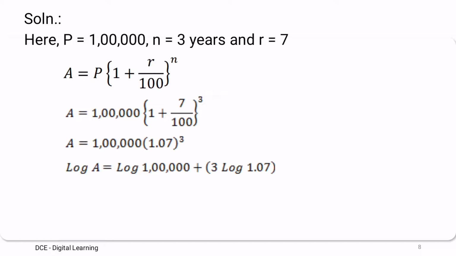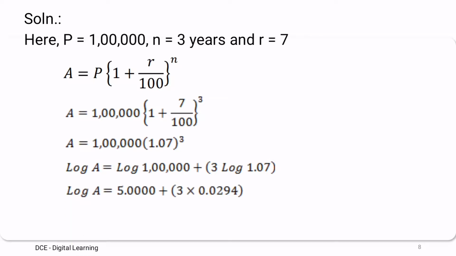So here log A equals log of 1 lakh. If you apply the laws of logarithm, when you apply the law of product, the multiplication sign is replaced by the addition sign. So into becomes plus, then m raised to n, 1.07 raised to 3, becomes n into log of m. So therefore 3 into log of 1.07.